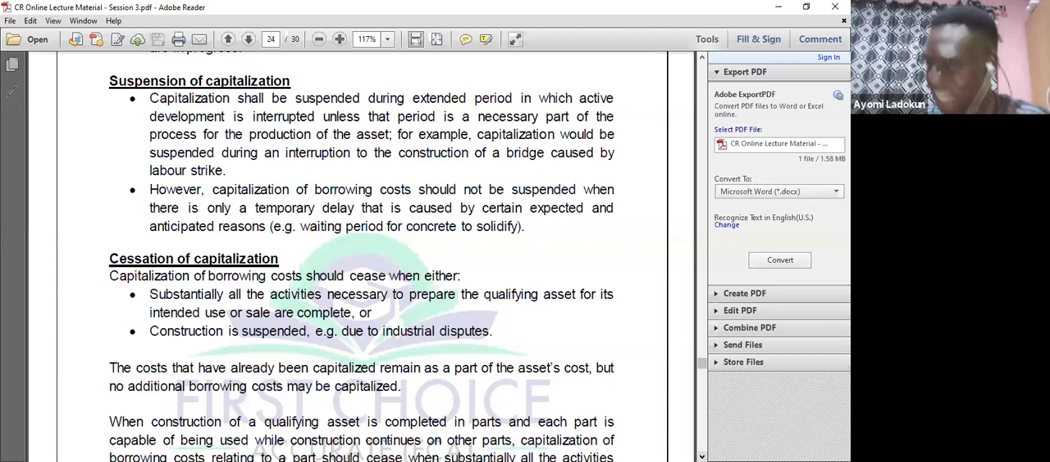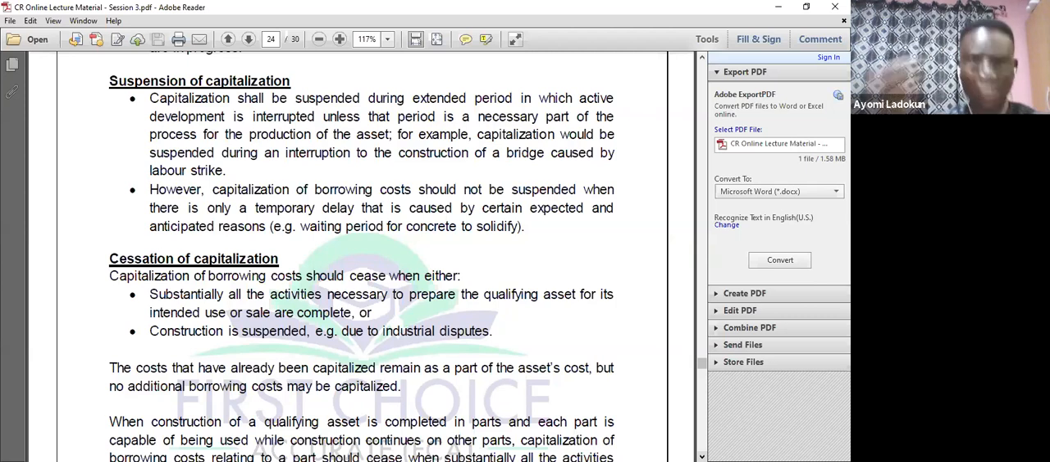Now listen to me. However, if that period of suspension or interruption is necessary to get the asset ready for intended use or sale, borrowing costs will not be suspended.